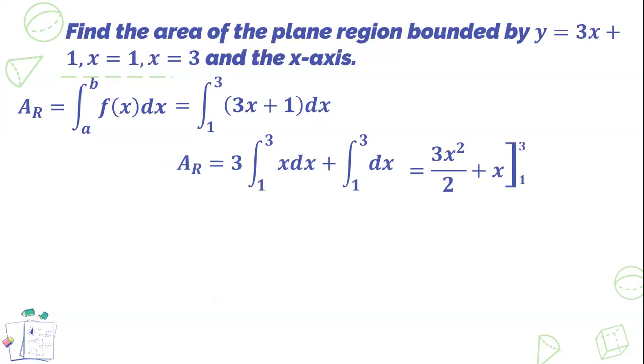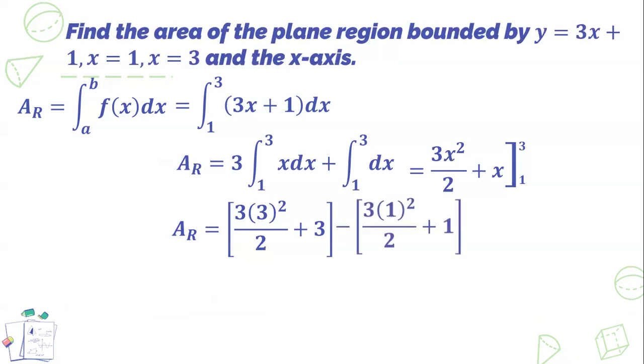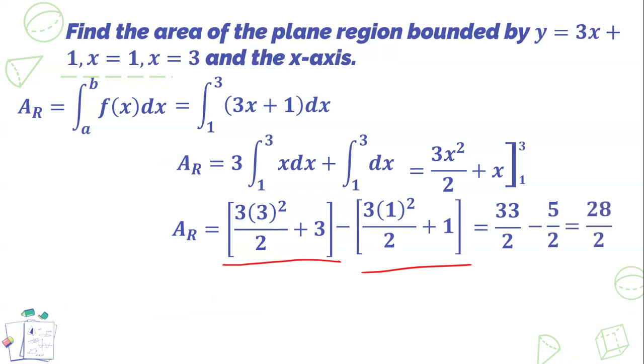Then we apply the fundamental theorem of calculus by subtracting f of b minus f of a. So this will just be a calculator technique. So get your scientific calculators. Of course, the upper value will be 33 over 2, while the lower value will be 5 halves. And then subtracting, we'll get 28 over 2, or it is simply 14 square units.